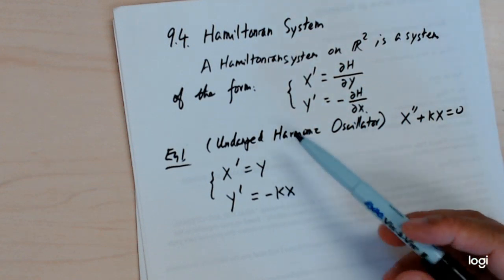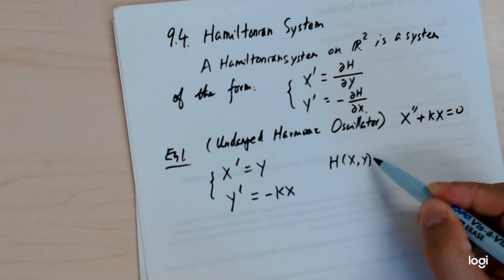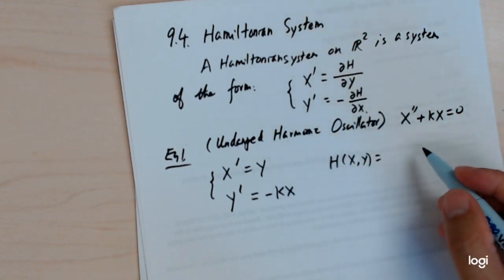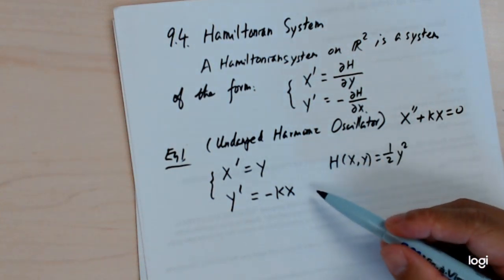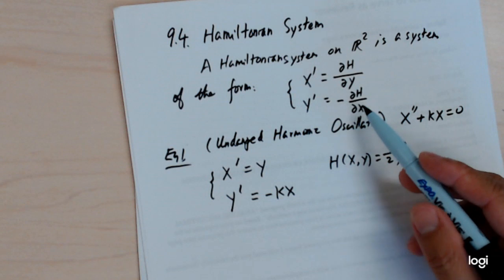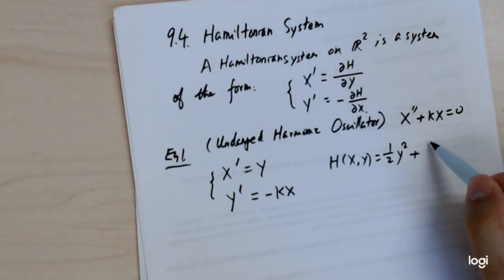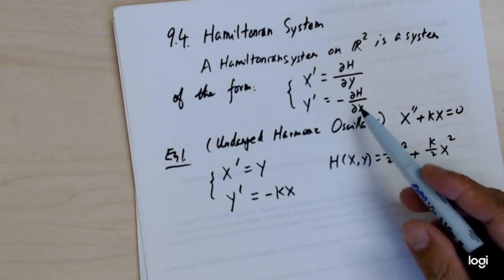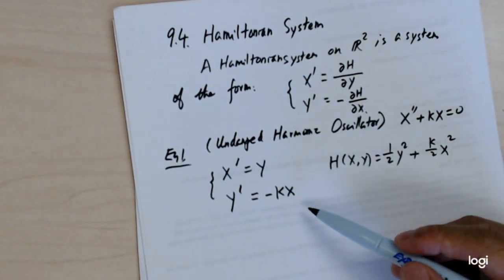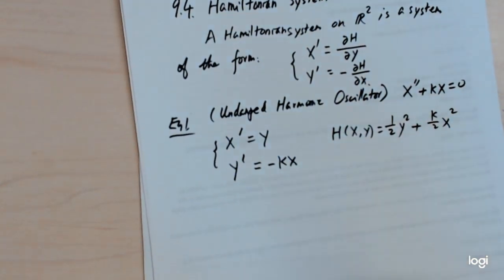So let's see why this is actually a Hamiltonian system. In other words, what is the H that makes the right side dH/dy? Obviously, I need something like 1/2 y squared, isn't it? And dH/dx has to be kx in this case. So the second component will be k over 2 x squared. You can pause for a minute and verify dH/dx, which is this guy here. So this system right here is a Hamiltonian system.